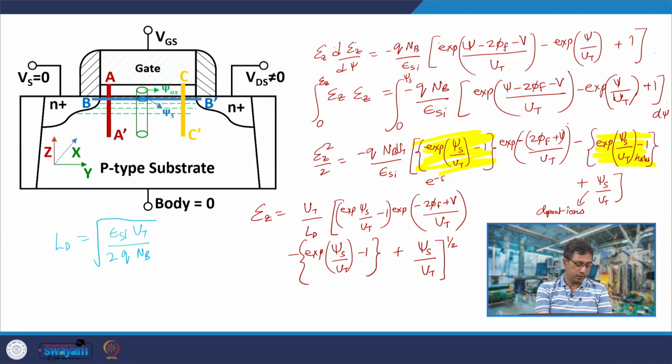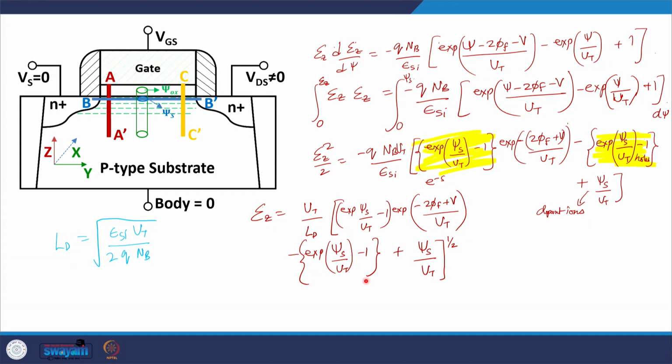As we have seen, the first term is because of the electron concentration, the second term is because of holes, and the third term is because of the dopant ions. And this is the interface electric field. So, we will use this expression to further understand the electron and hole concentrations and surface potential, and their relationships in different regions of operation in the next lecture.